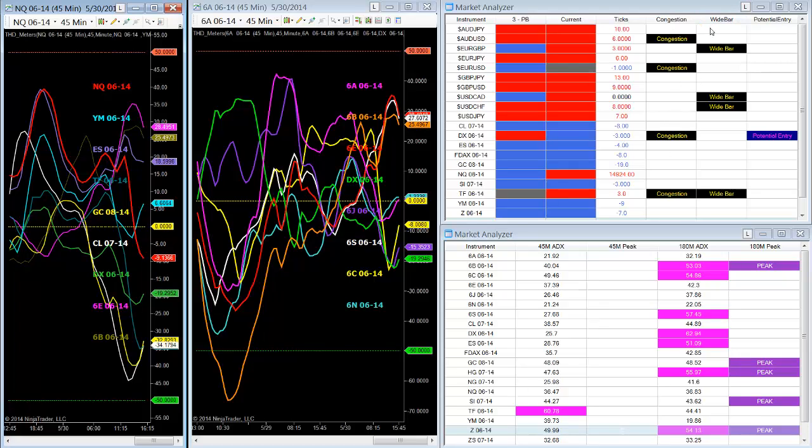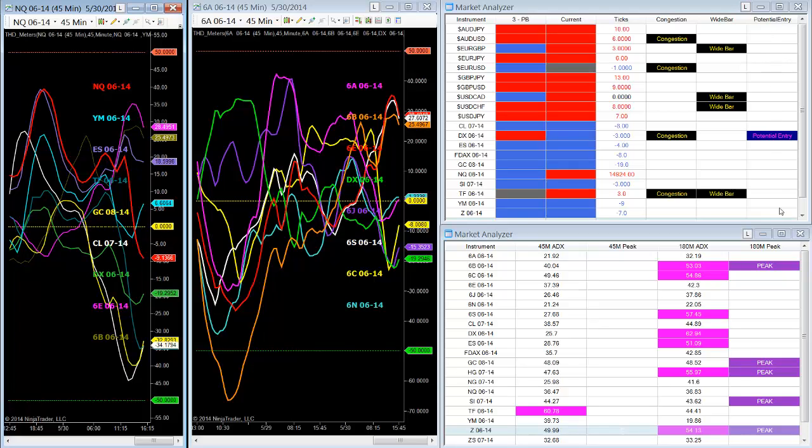We know all of the markets that just had a wide bar, and as most of you know, wide bars retrace 80% of the time. And then in the last column here, we have the potential entry indicator. So if we have any markets that are at an ATR or at the congestion dot, it would be highlighted in this column.